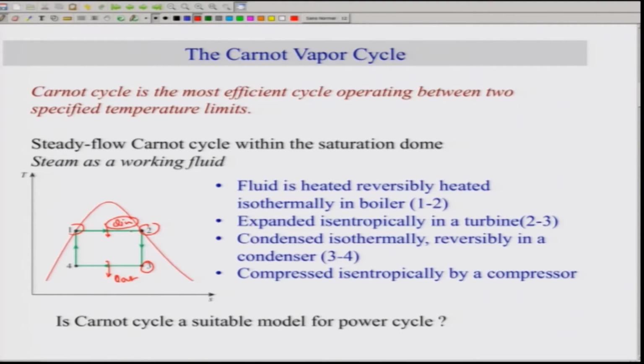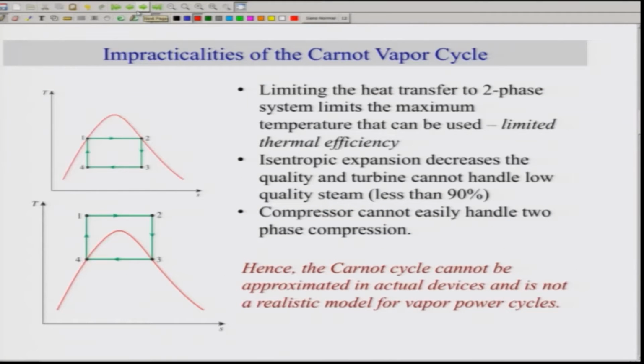In addition, there are issues related to the turbine, which has difficulty operating with mixtures. Similarly, there are issues related to compressing the mixtures. Thus the question is, is the Carnot cycle a suitable model for a power cycle? Based on our discussion, there are issues with such a Carnot operation under the saturated dome. So let me summarize the impracticalities of the Carnot vapor cycle. As I already mentioned, using the Carnot cycle in the saturated dome limits the heat transfer to two-phase systems, which limits the maximum temperature that can be used, and thus it has a limited thermal efficiency.